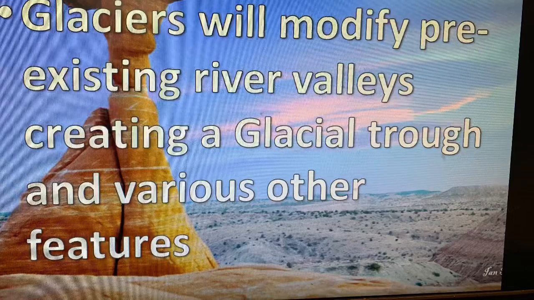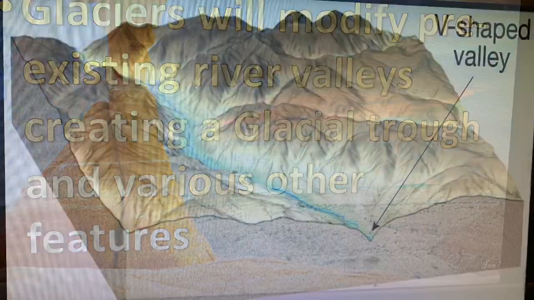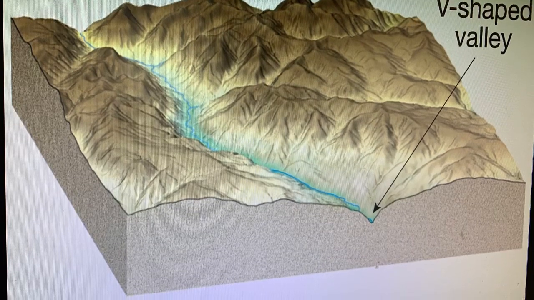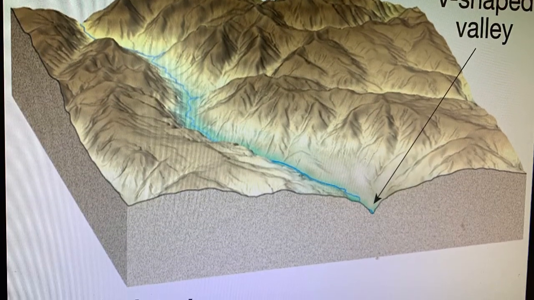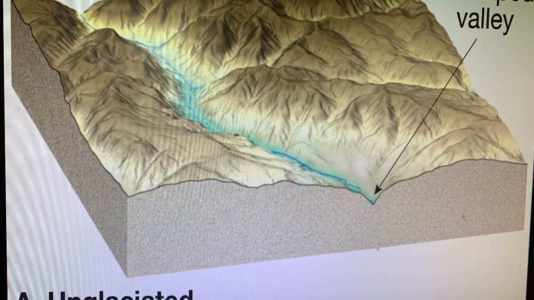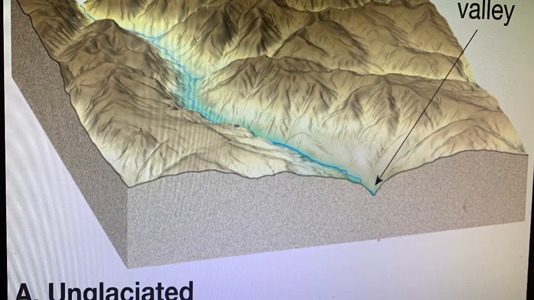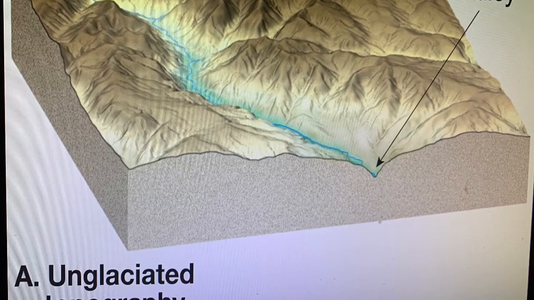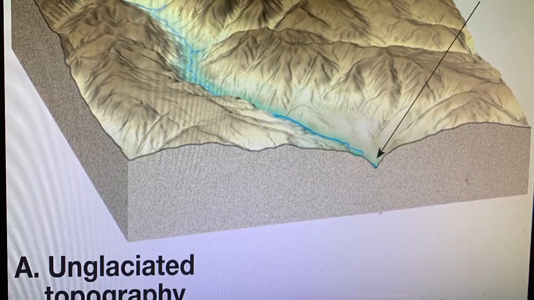If you're looking at this picture, the first image is what the landscape looks like before the glacier went through. You've got some mountains, you've got a river going through, and rivers tend to carve V-shaped valleys. That's really important. Remember that. This is an area of unglaciated topography. We talked about that, topography, the hills, the mountains, and stuff like that.